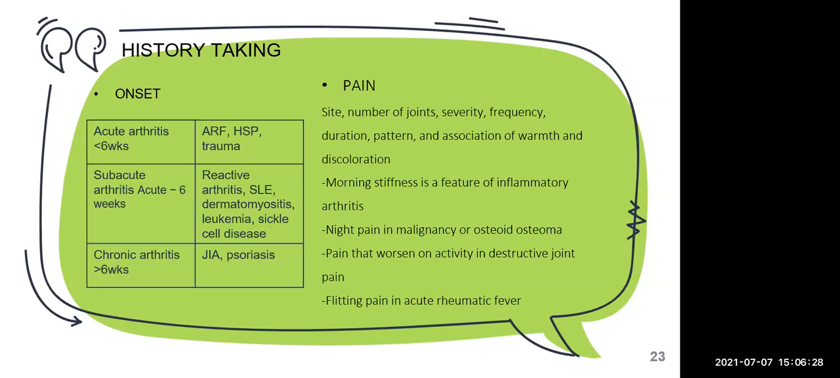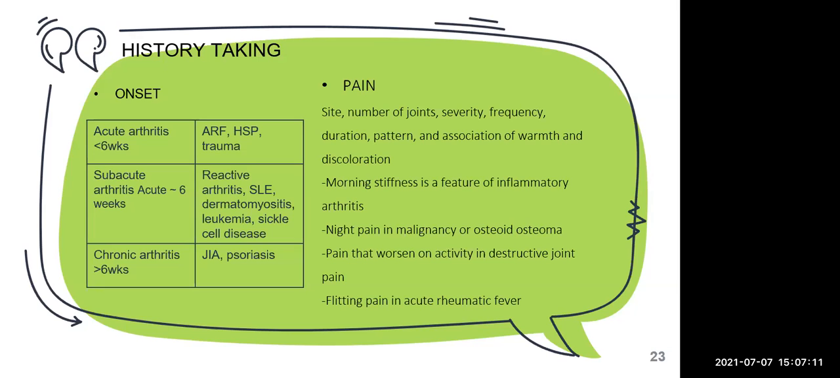Okay. So regarding the pain, you also need to know about the site, the number of joints involved, severity, the frequency, duration, the pattern, and the associated symptoms, such as if there is any skin discoloration or warmness. And if it is accompanied by morning stiffness, it is usually a feature of inflammatory arthritis. While night pain can occur in malignancy or osteoma, and pain that worsens on activity is usually due to destructive joint pain. And fleeting pain, which means migratory arthritis, means it moves from one joint to another joint. It usually can be seen in acute rheumatic fever.